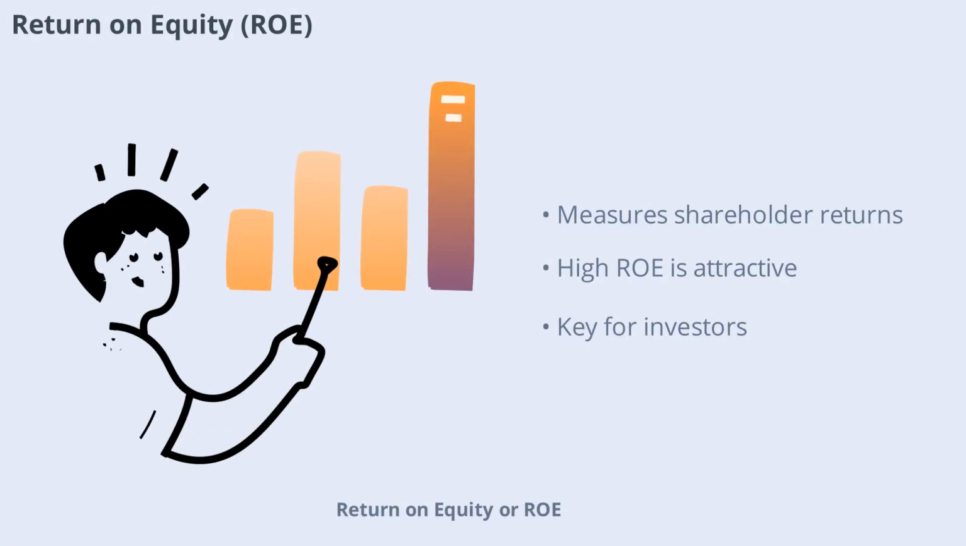Return on equity, or ROE, shows how well a company uses shareholders' equity to generate profit. It's calculated by dividing net income by shareholders' equity. A high ROE means the company is rewarding its investors well. This ratio is especially important for shareholders who want to see strong returns on their investment.